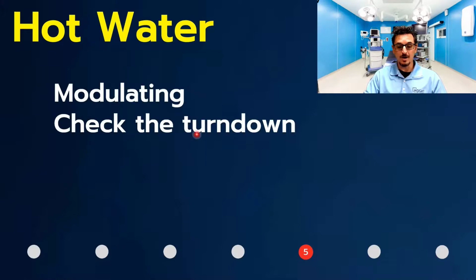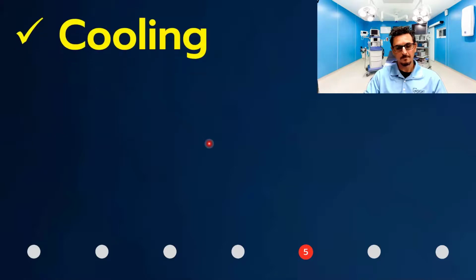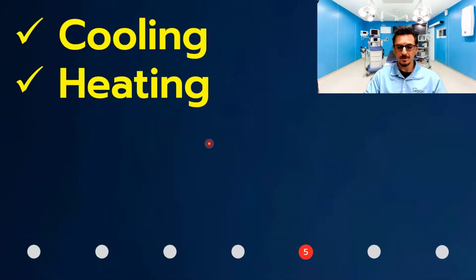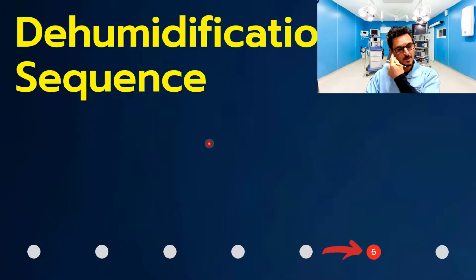So hot water, if you're going to do hot water as your primary heat source in the DX piece of equipment, make sure it's modulating and also check the turn down. Make sure you're designing the hot water coil so that it can turn down properly, and doesn't get into laminar flow situations and cause you no heat. All right, so cooling, heating. The last thing we're going to look at is the dehumidification sequence, and then there's only 1 or 2 slides left in section 7, so we're almost done.